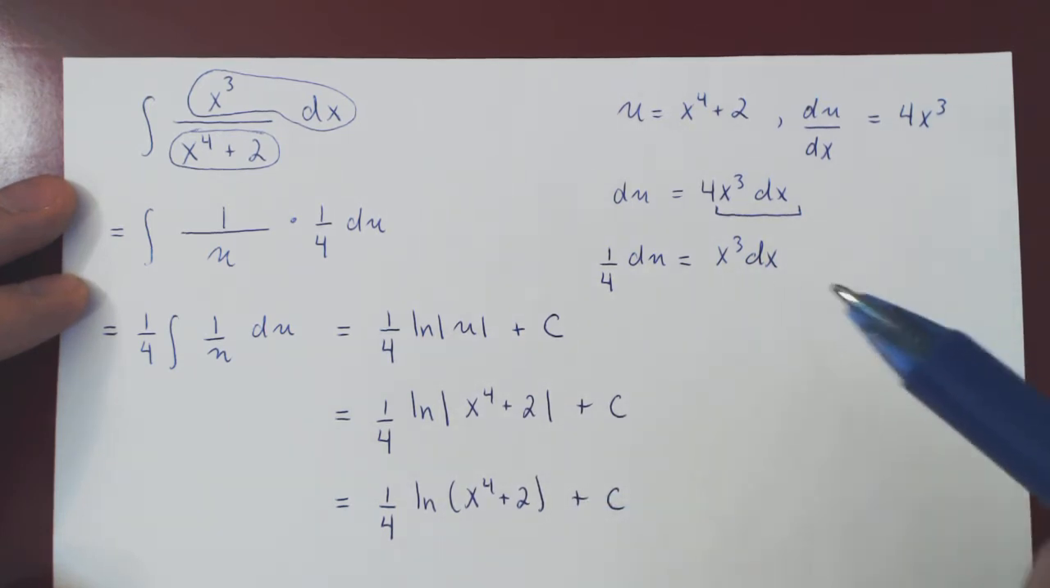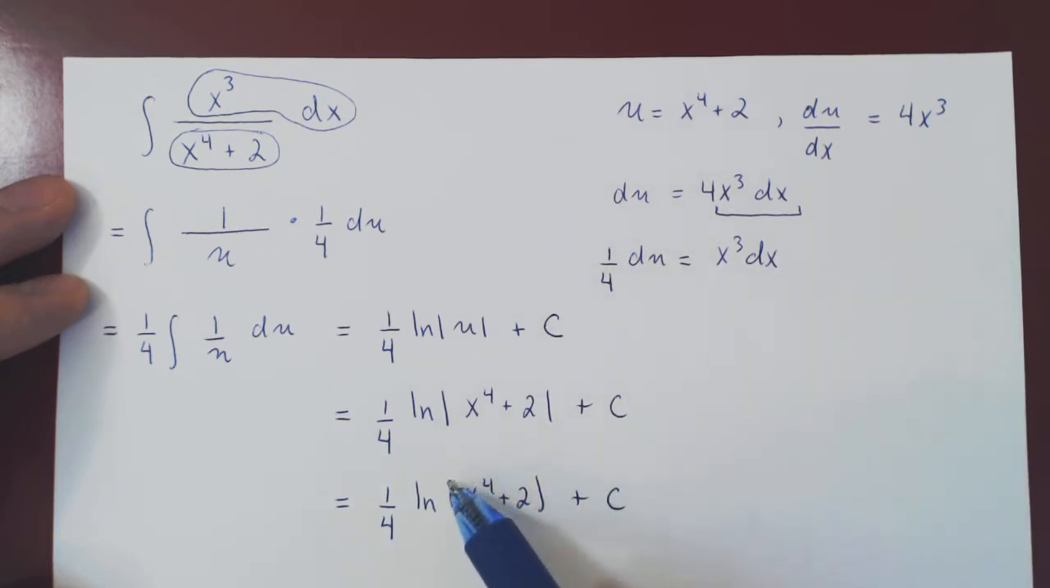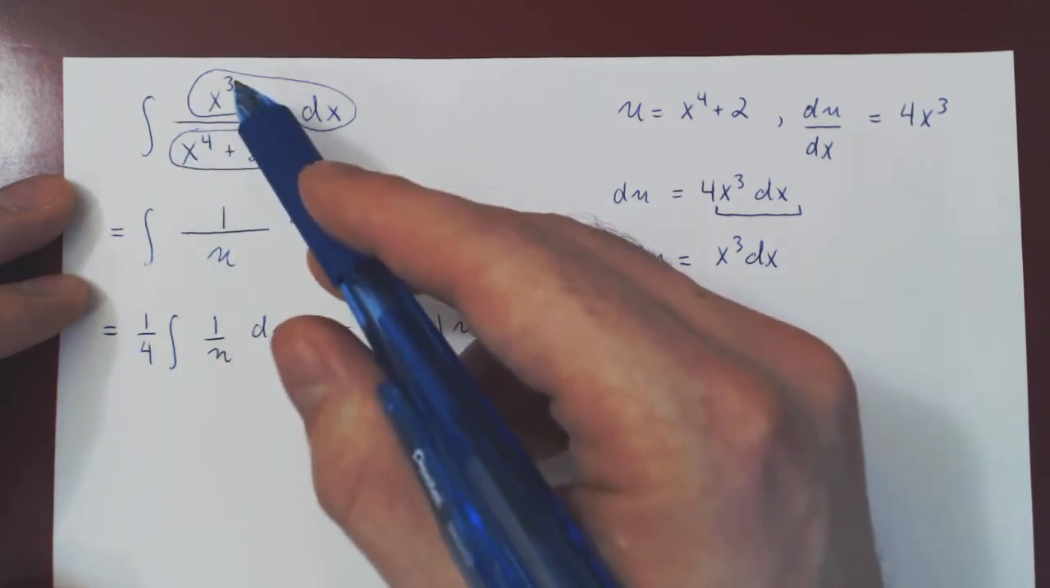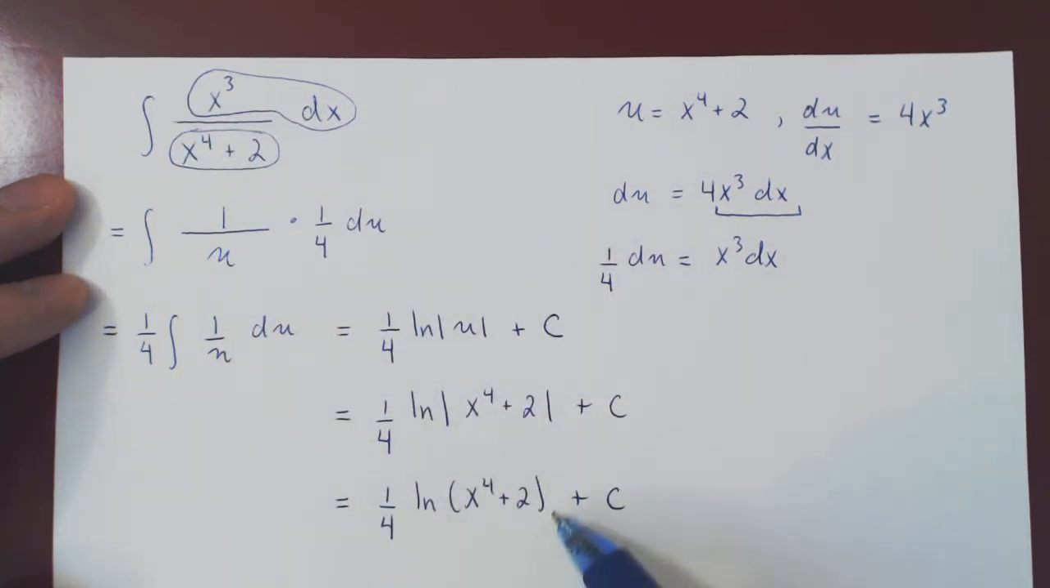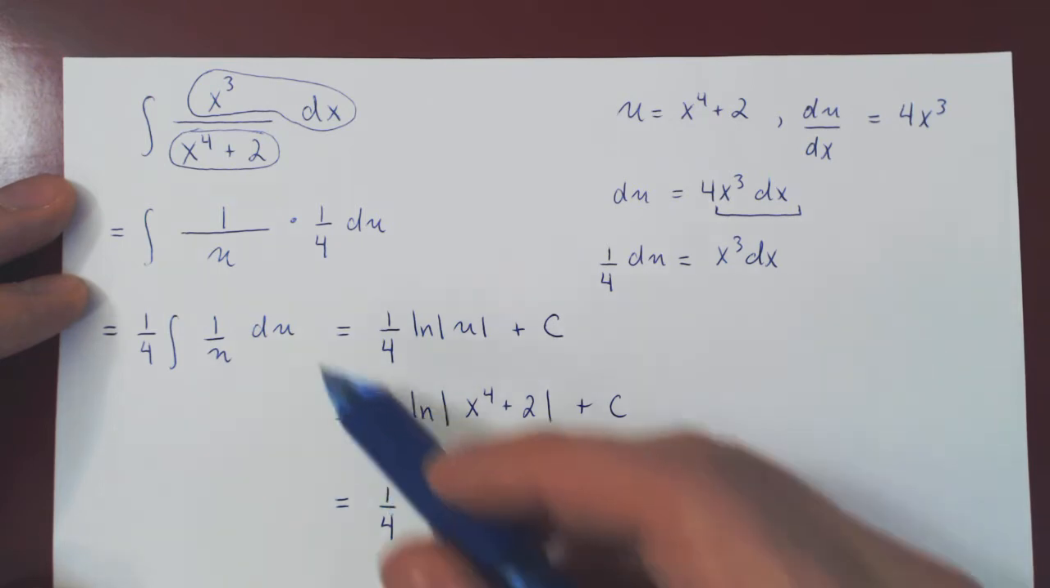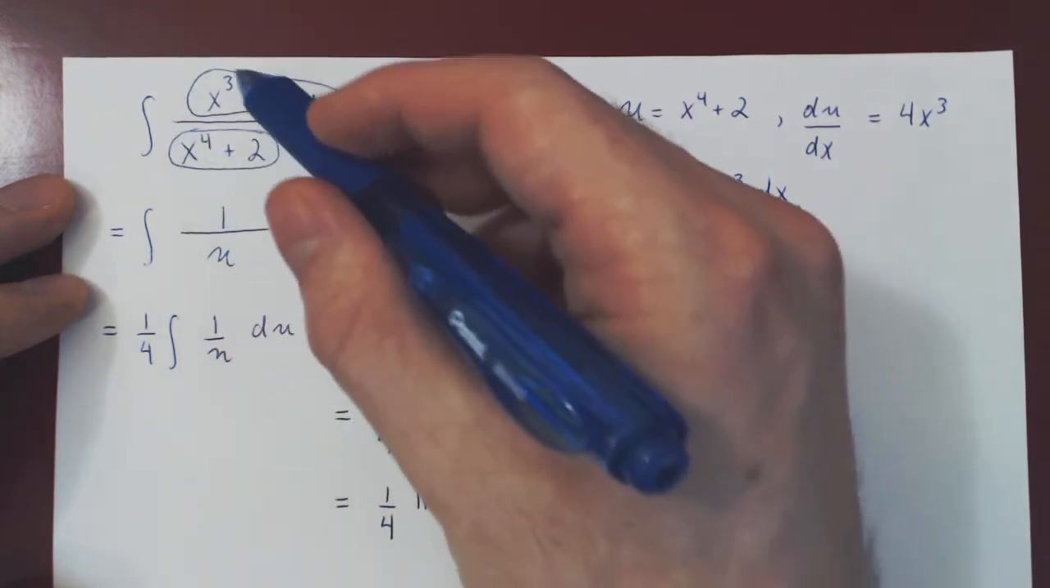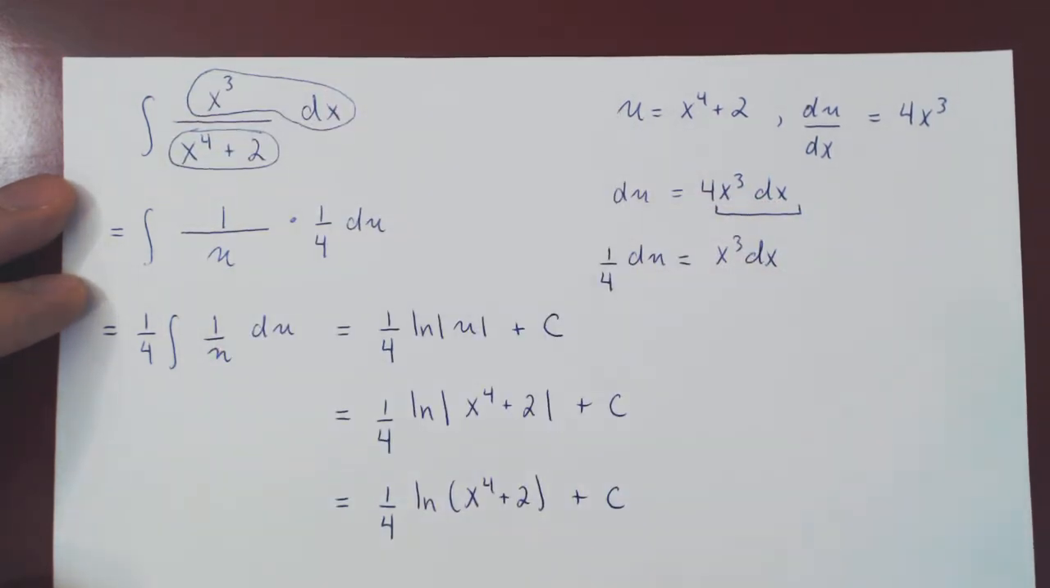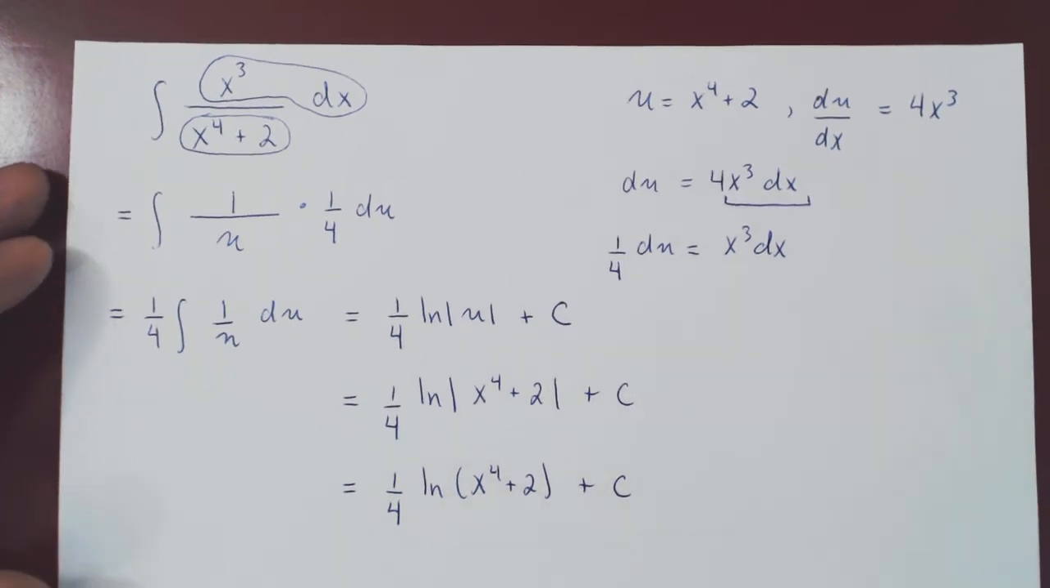And don't forget, you can always verify your answer, right? You supposedly have found an antiderivative to the integrand, so if you differentiate your answer, you should obtain the original function. I will of course leave that up to you.